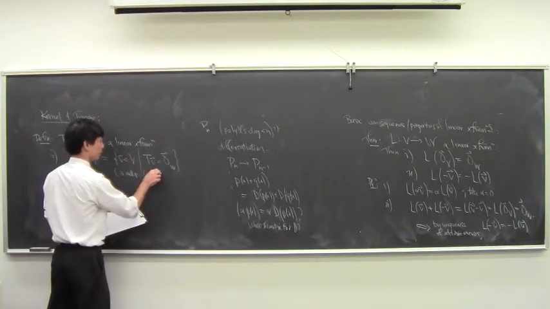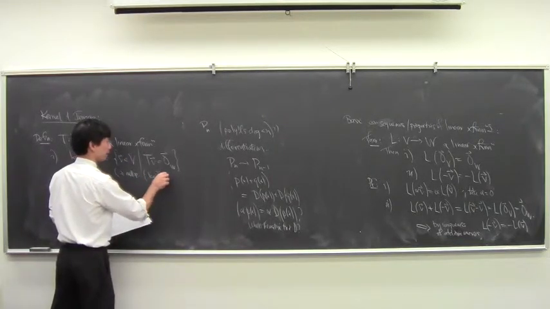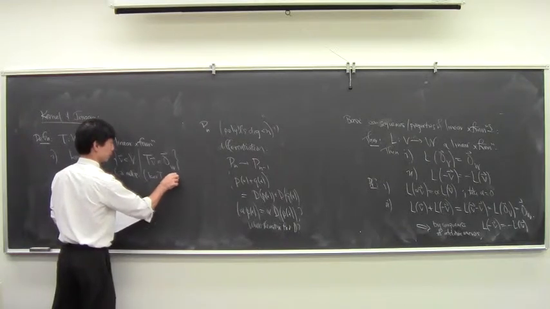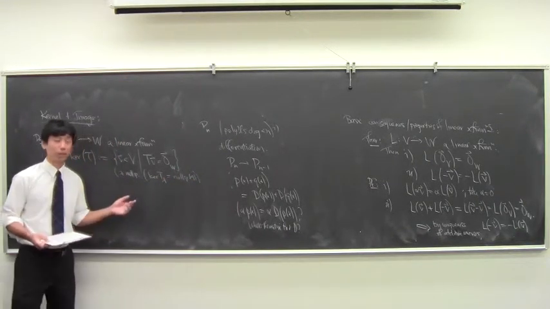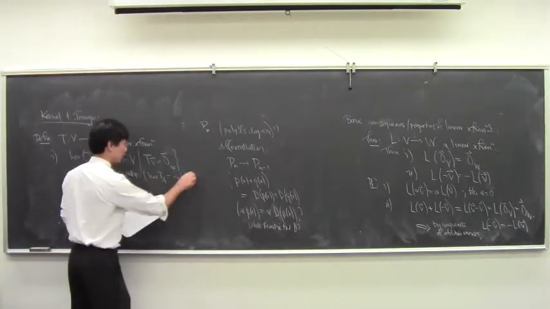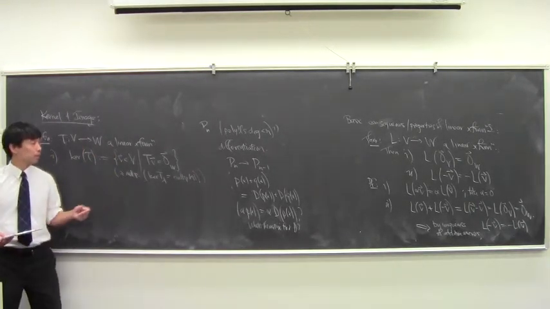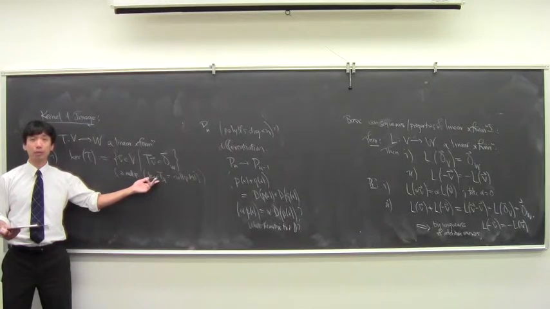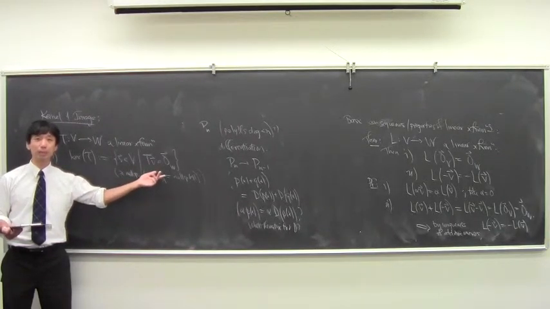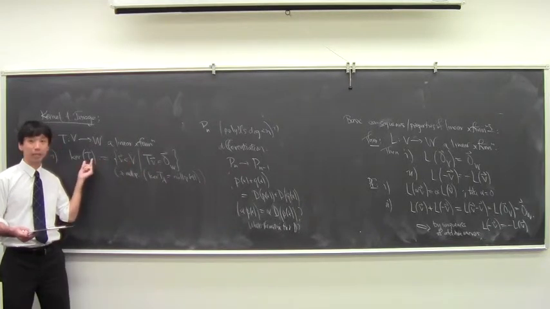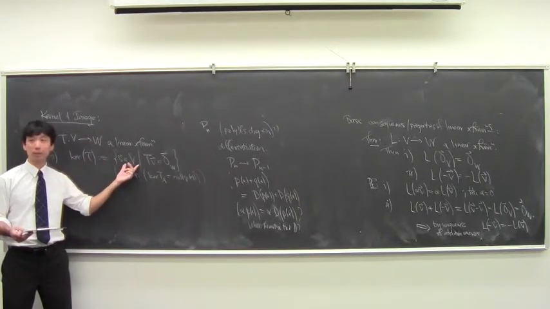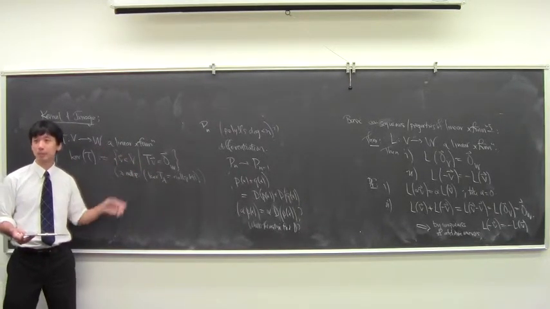The kernel of T sub A is the null space of A. Back in Euclidean space, right? The null space was everything that got killed by the matrix. Everything that gets killed by the transformation is the kernel. Okay. It's basically the same idea.